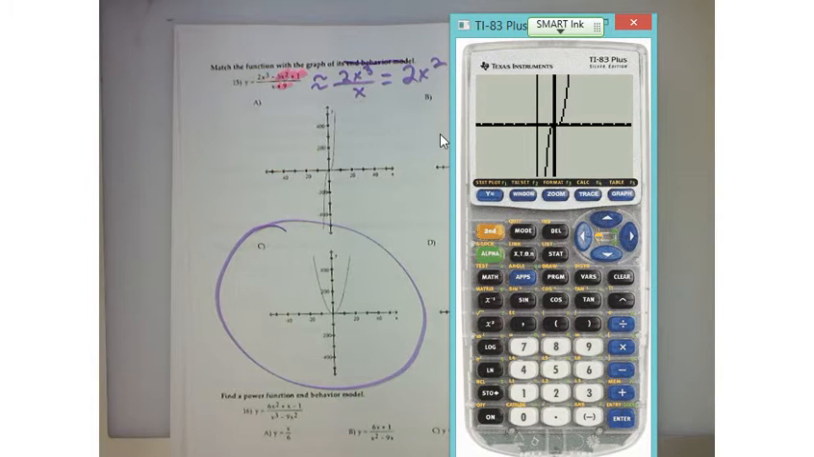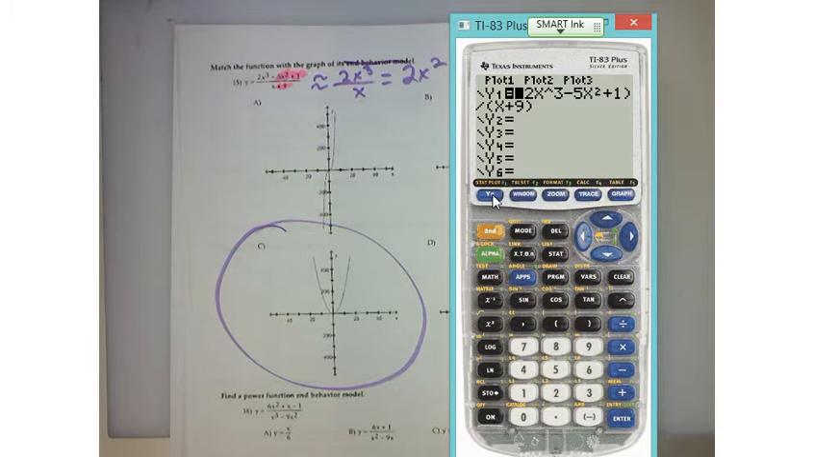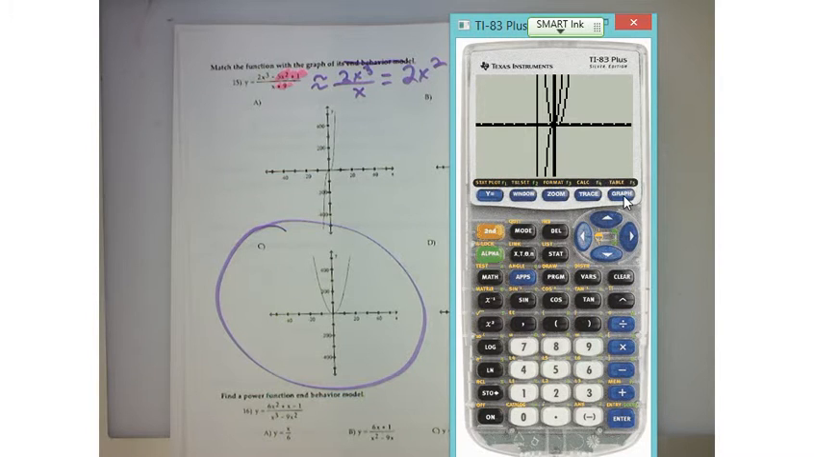Well, let me show you something. We said the end behavior should look like 2x squared, right? Is that right? So now if I plug in 2x squared and hit graph, see how this graph fits in that one? As x approaches infinity or negative infinity, they both approach infinity. Does that make sense?